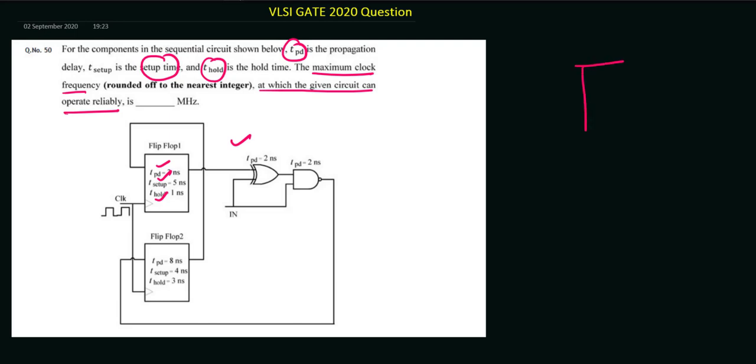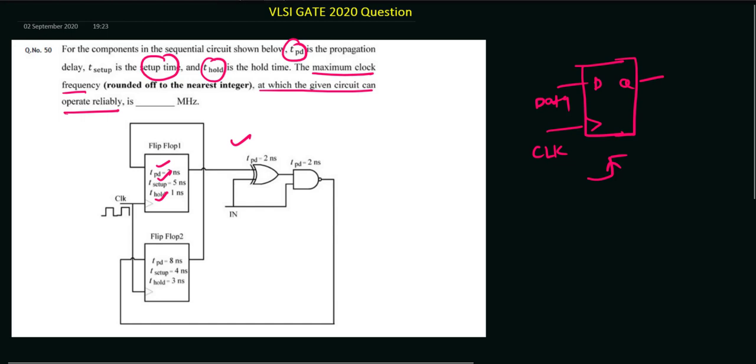Let's say you have some D flip-flop. This is the data, which is the input to the D flip-flop, and let us say this is the clock. Now assume this flip-flop is a positive edge triggered flip-flop. This is the output of the flip-flop. In the ideal case, what happens?